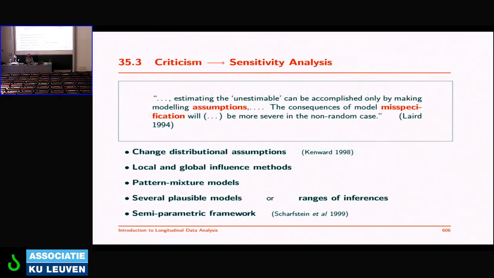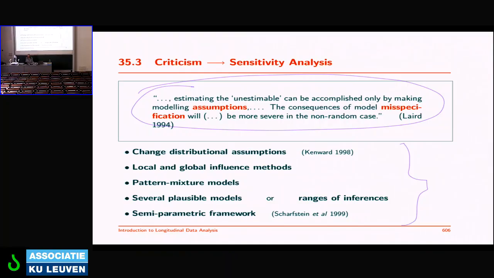Okay, so the criticism that I'm bringing forward, or the concern, or the caution, is summarized in what was actually a piece of the discussion to the paper by Diggle and Kenward. Nan Laird said, you're estimating the inestimable. You can do that only by modeling assumptions. And the effect of misspecification can be severe. There are many discussion aspects, but what this has produced is a range of ways to go beyond that.